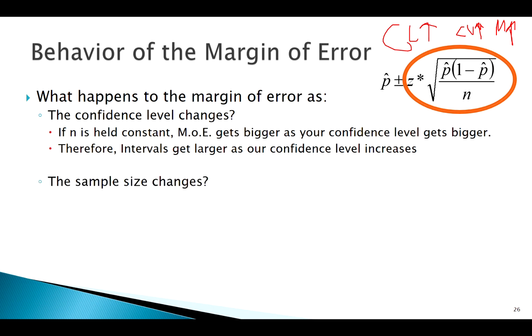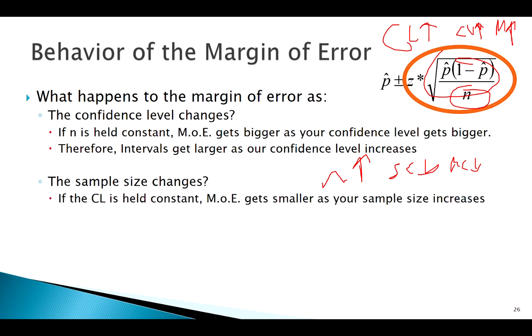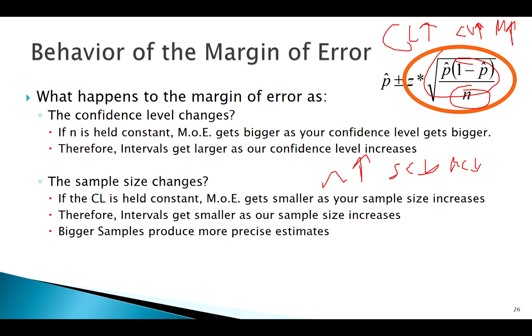But then what happens if we change the sample size, which you've seen before? So our sample size is here. What's going to happen as n gets bigger? Well, we're dividing by a bigger and bigger number. So that standard error is going to get smaller. The entire margin of error is going to get smaller, and our entire interval width is going to get smaller. So we've seen the same kind of behavior that we saw before. We've seen again that bigger samples give us more precise estimates.